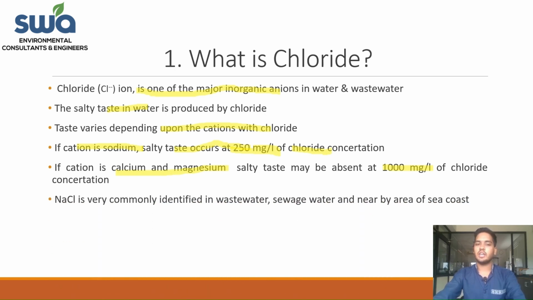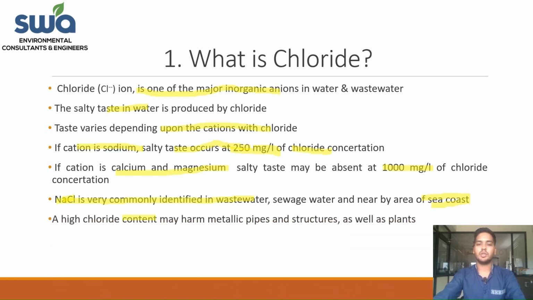NaCl is very commonly identified in wastewater, sewage water, or nearby sea coast areas because the sea water is saline. So this is a commonly identified salt, NaCl, and chloride may harm metallic pipe structures as well as plants. So this was a brief introduction about chloride.